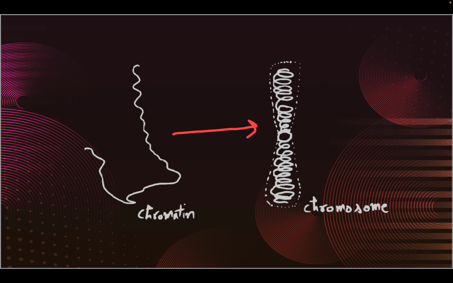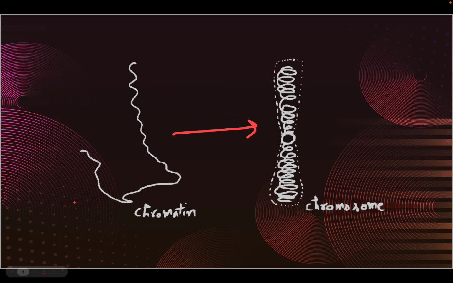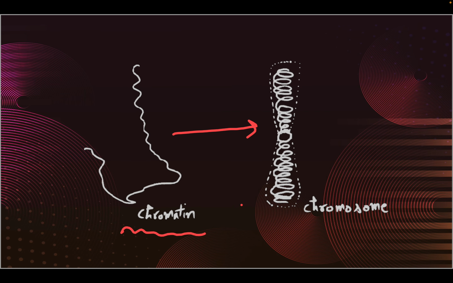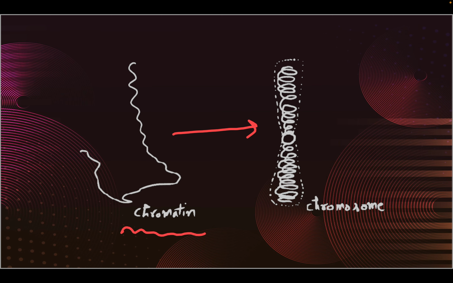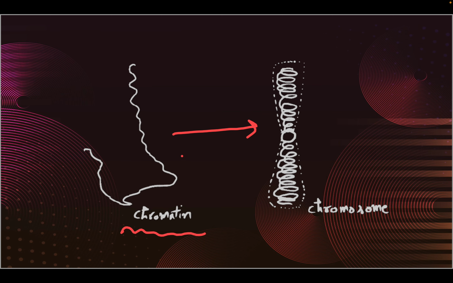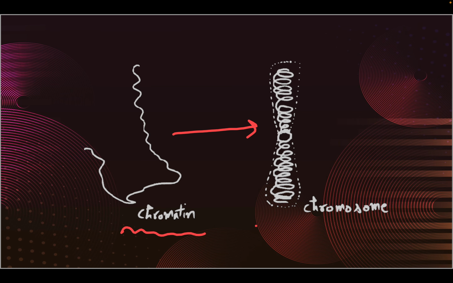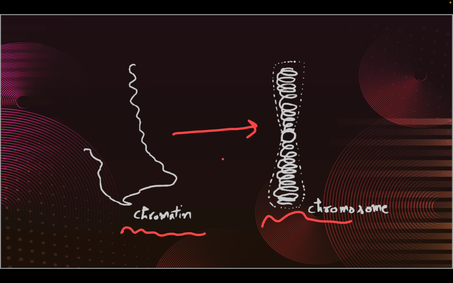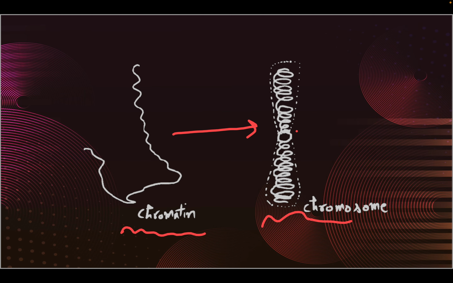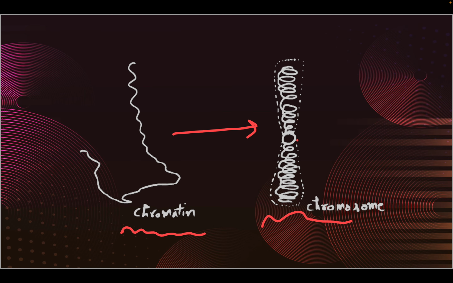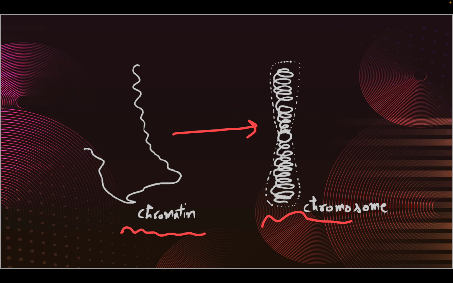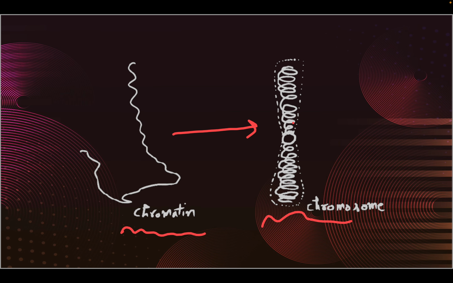Most of the time in your life cycle, we only have this chromatin version in your nucleus, but during cell division, when the cell wants to proliferate, then chromatin condenses and takes up this chromosome form. But why does the cell take up this highly condensed orientation at the time of cell division?